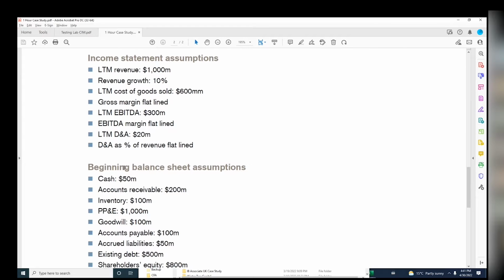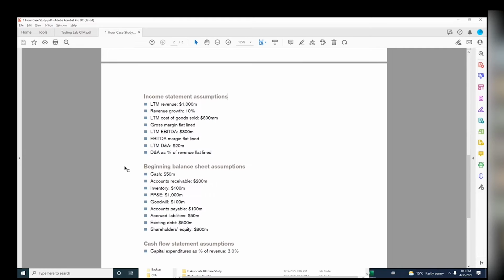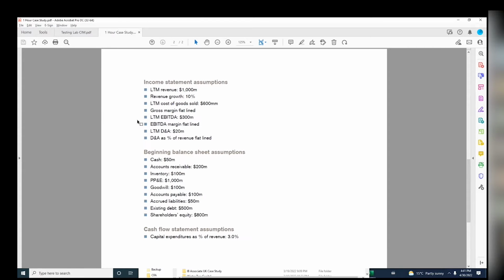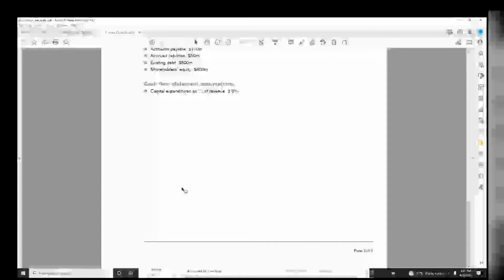So what else we got going on here? We got working capital is basically flat every year. So that's pretty boring, and this stuff's really straightforward. It's just revenue growth 10% every year. They kept it simple here to try to challenge you more on the mechanical aspects. They give you some capex info, some balance sheet info. Okay, great. So we know what the case study is all about now.